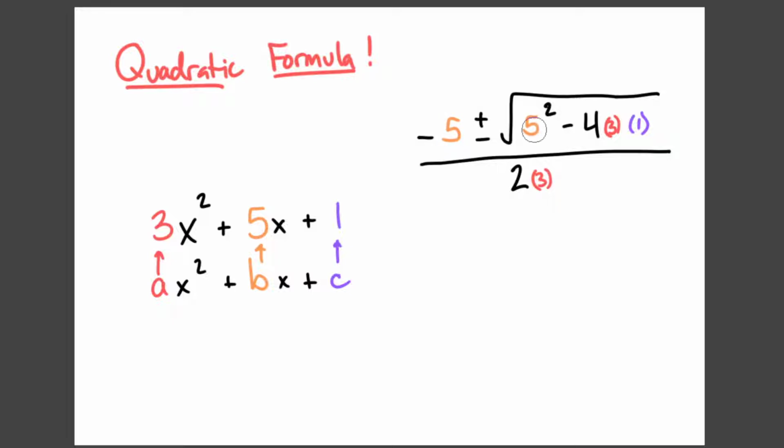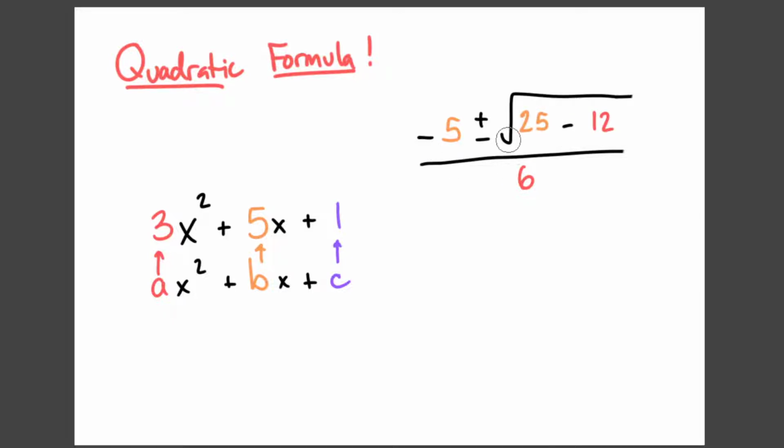Next up is 5 squared. I can simplify that. 5 squared is 25. My next term is 4 times 3 times 1. 4 times 3 gives me 12. 12 times 1 gives me 12 again. So this simplifies out to be 12. Down below I have 2 times 3, which can simplify to give me 6. Cool? Notice that the equation, as we start to simplify it, gradually gets smaller.